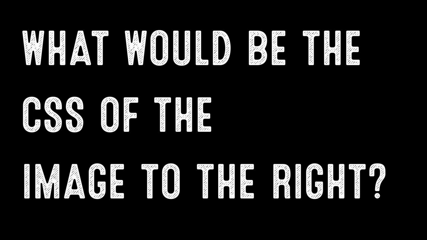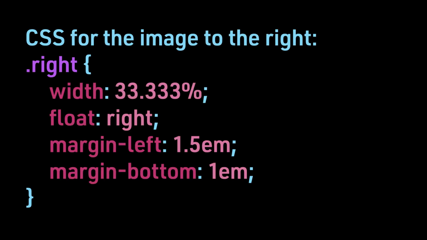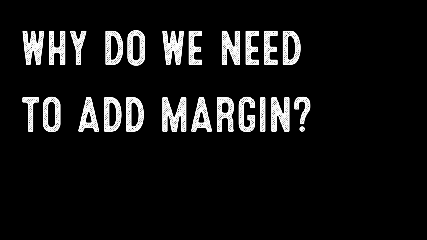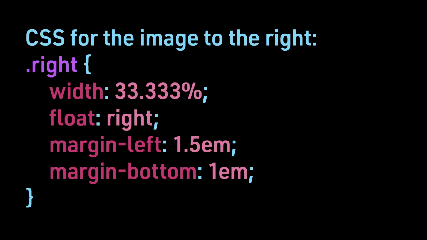What would be the CSS of the image to the right? Here's the CSS for the image to the right. We target period right. Again, the image will only span about 1/3 of the full width of the containing element. We float this image as well, but to the right instead. Why do we need to add margin? We also add margin to the relevant sides so there is a little space between the image and the text.